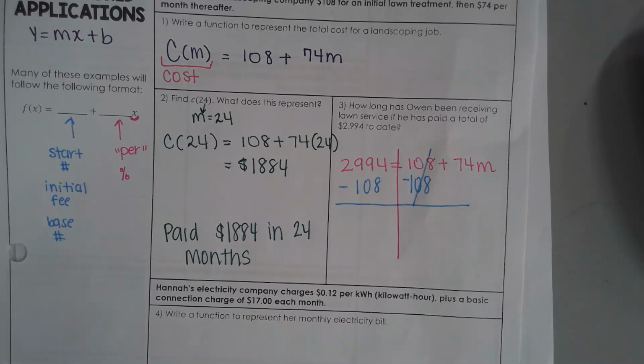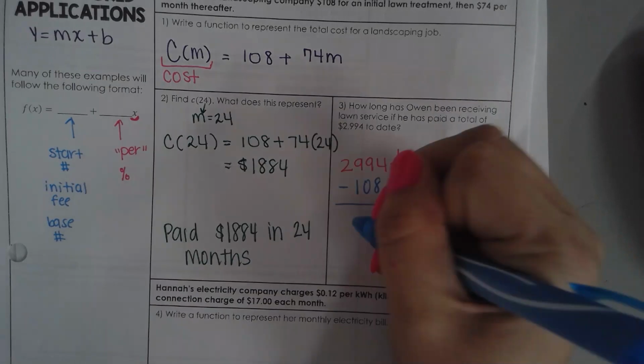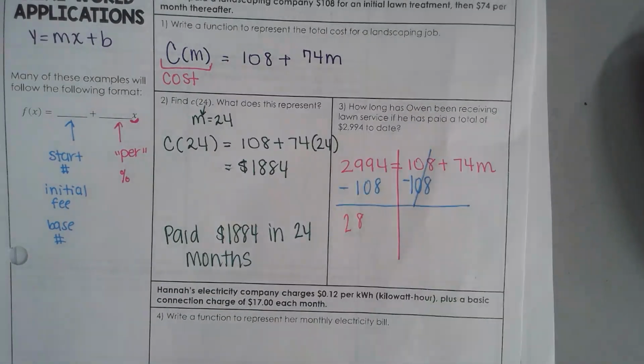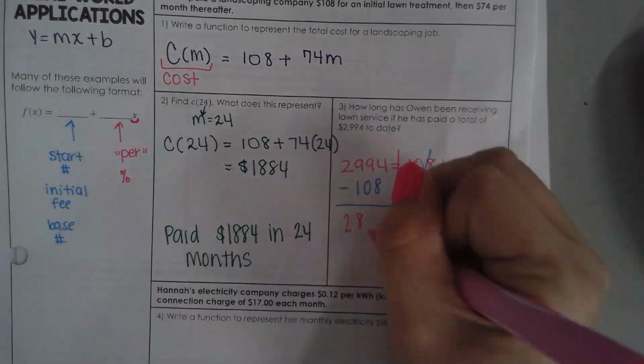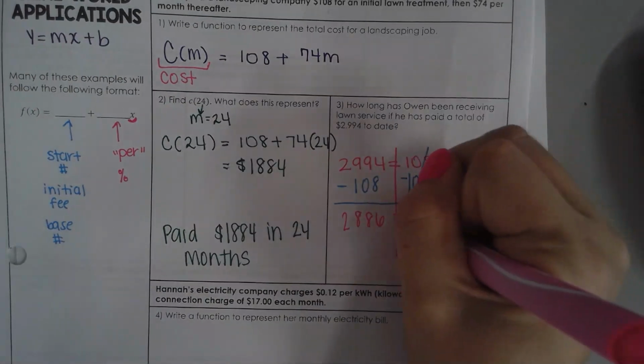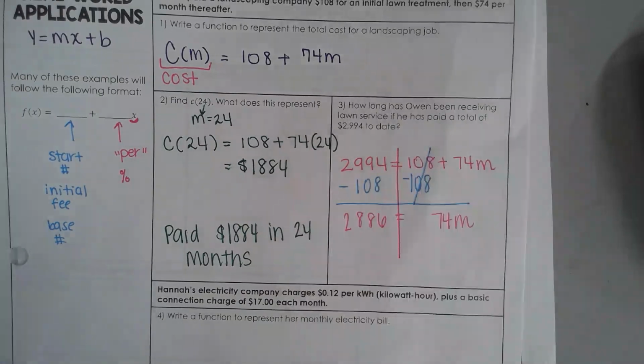Micah, what did you get? 2,810. 2,800 and what? 10. Oh, wait, no. I put the wrong number. 2,886. Okay. Yeah, that's okay. Equals 74M.